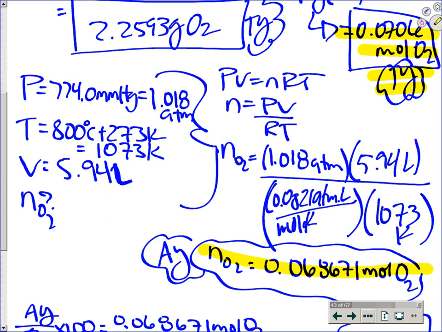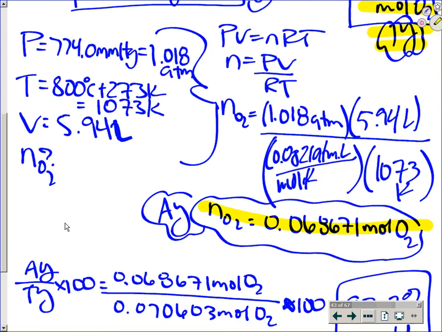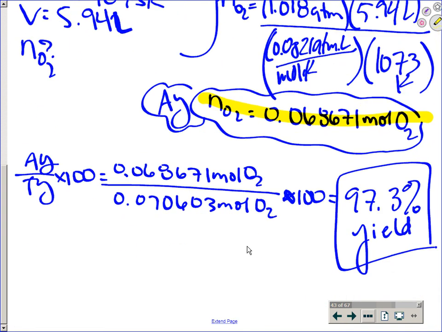This is in a lab situation provided with pressure, temperature, and volume data. That's experimental, which is your actual yield. And then, as you know, actual yield over theoretical gives you percent yield. So by doing that, you solve and get about 97%. Okay? All right, look at your lecture notes for number 2.